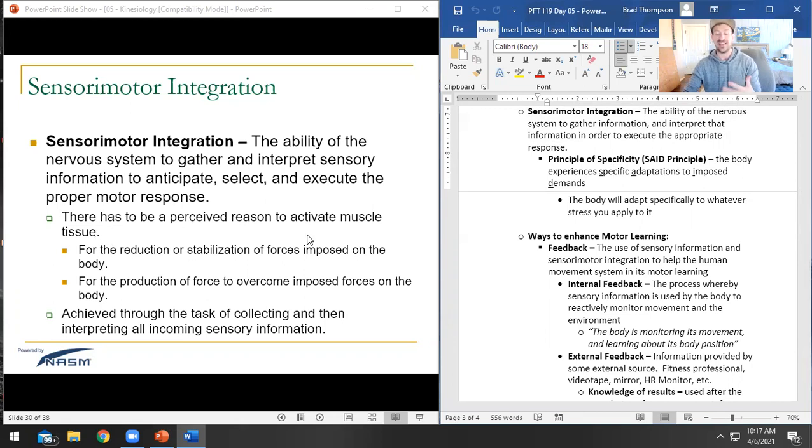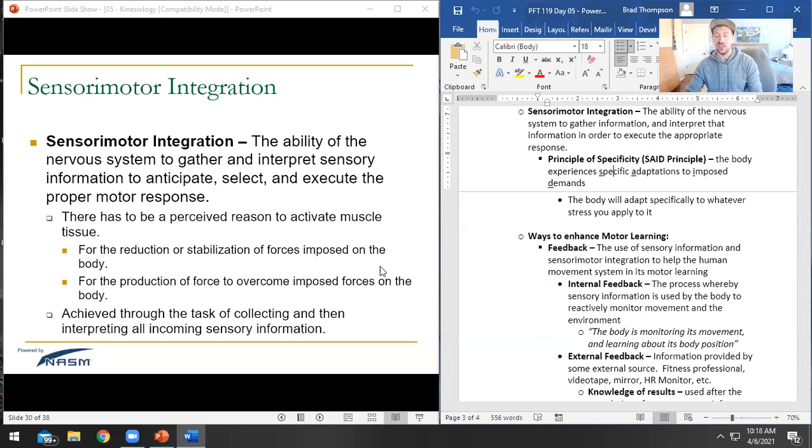There has to be a way to activate your muscles efficiently and effectively, and your nervous system's going to know that. For the reduction or stabilization of forces, your body's going to go, okay, we're trying to lengthen a muscle out. That's 20 pounds. I need to generate 19 pounds of force, right? Less than that. For force production, like concentric contractions, your brain's going to go, okay, this weighs that much. I need to produce this much force to overcome it.